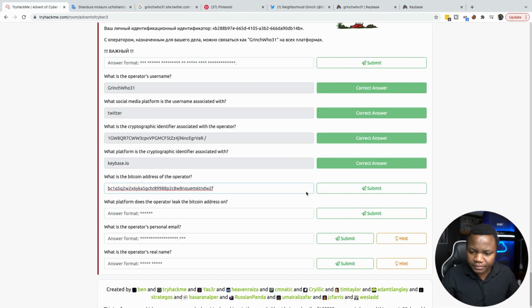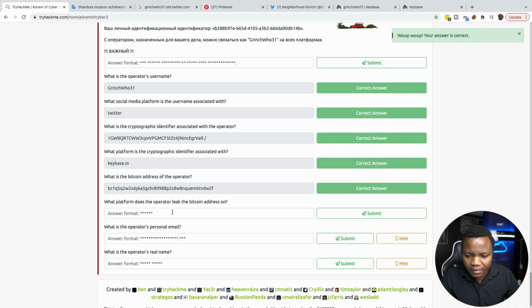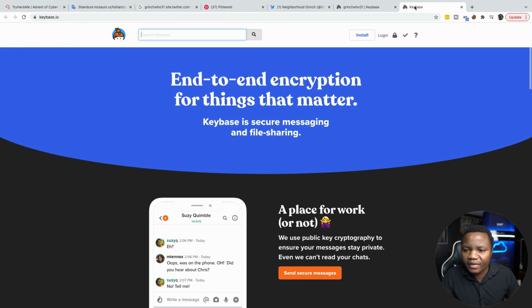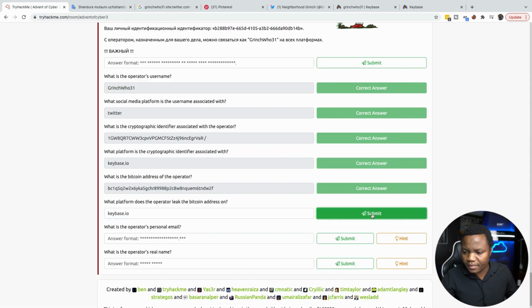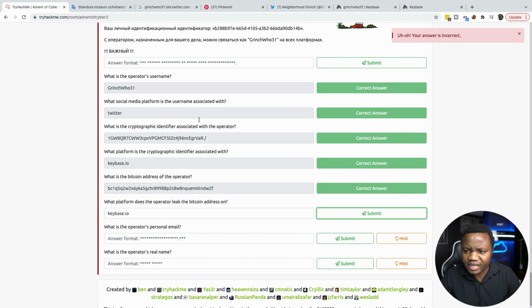All right. What platform does the operator leak the Bitcoin address on? I found it on Keybase. I did find it here. Keybase.io, maybe? Or do they leak it somewhere else again? Okay, so I found it on Keybase, so I guess we have to find another platform.